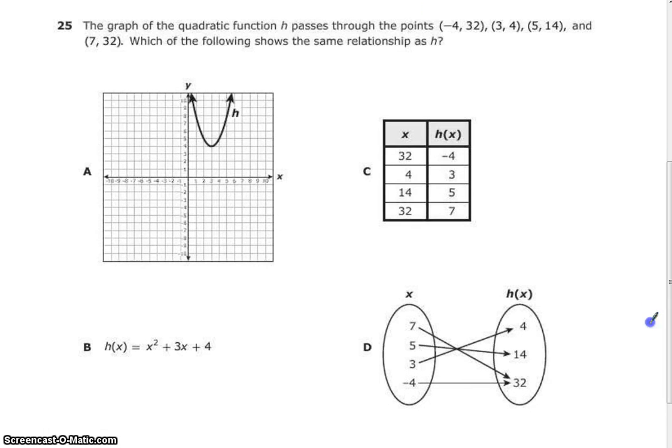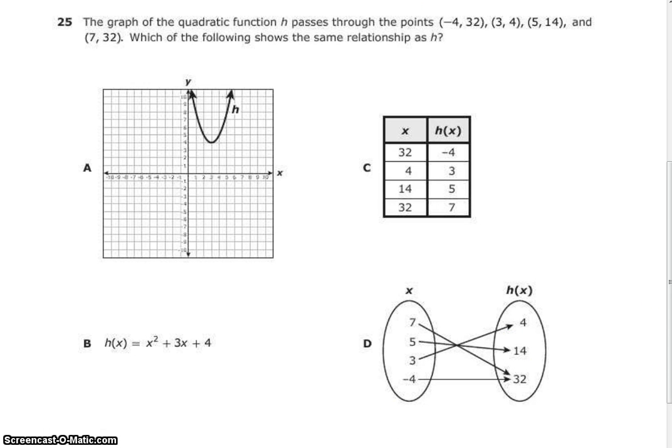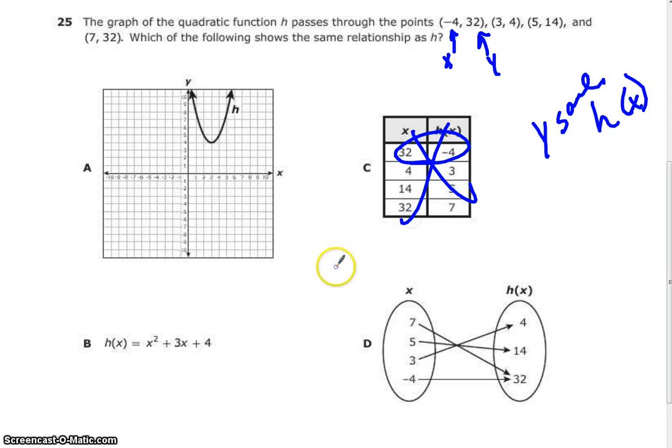Number 25 gives you a set of points and wants to know which of the following is the same relationship. Okay, so we've got to have negative 4, 32. Remember that the first number is x and the second number is y. Remember that y and h of x are the same thing. So if x is negative 4, y is 32. Do you see this? It's backwards. Can't be it.